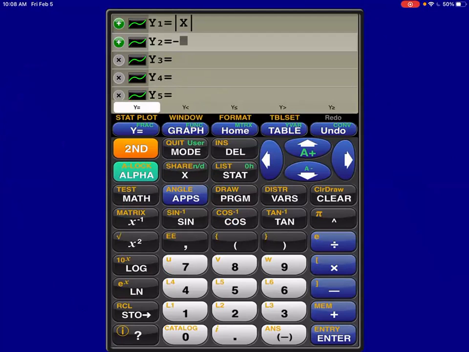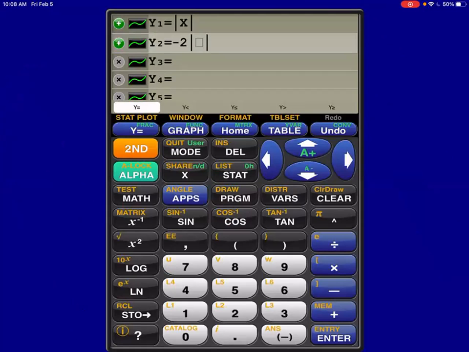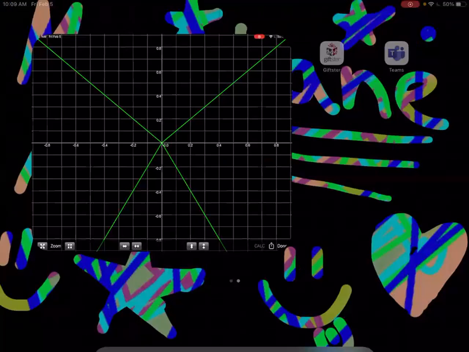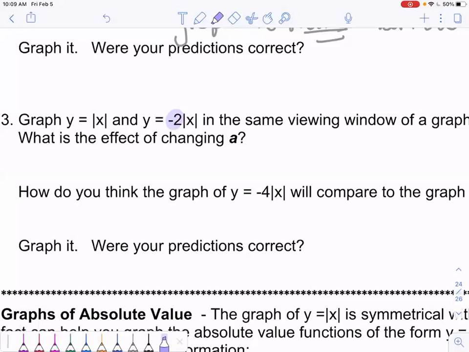So I'm going to type in -2 and an X inside, so we can see what happens. A negative number should make it go down. So the 2 makes it narrow, but the negative makes it go down. And you can see that graph. The top one was the original. The one on the bottom is the new one with the negative in front. So a negative number makes it go down.